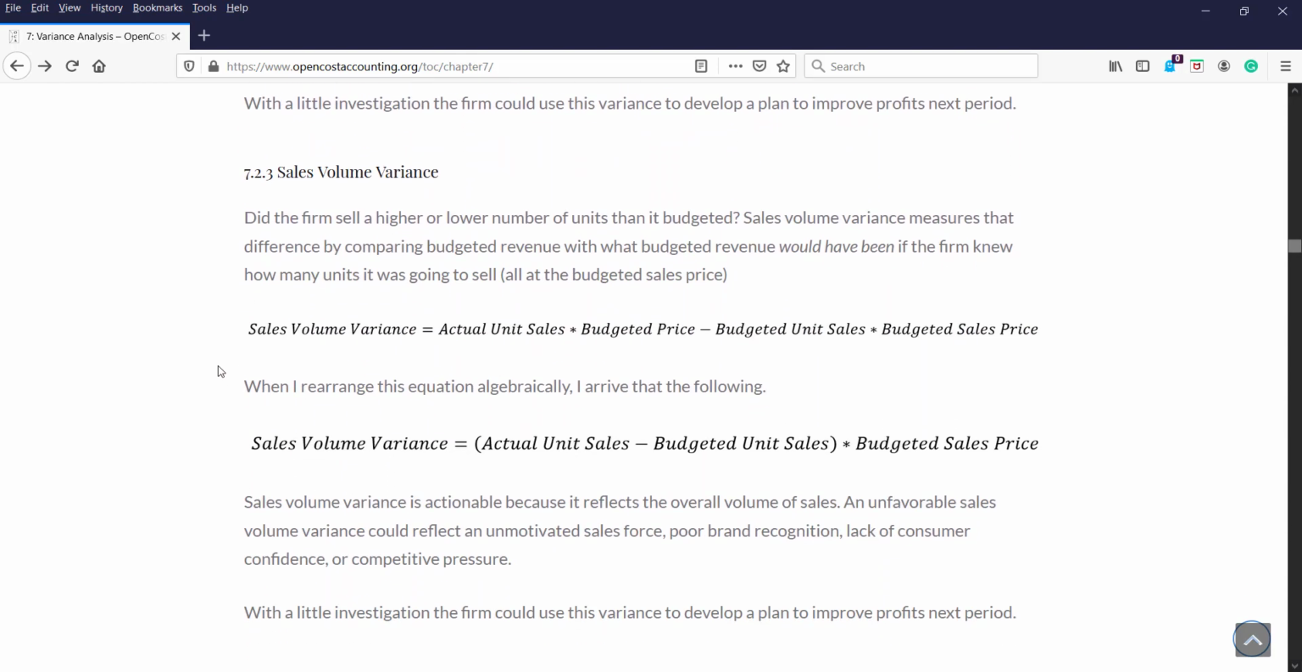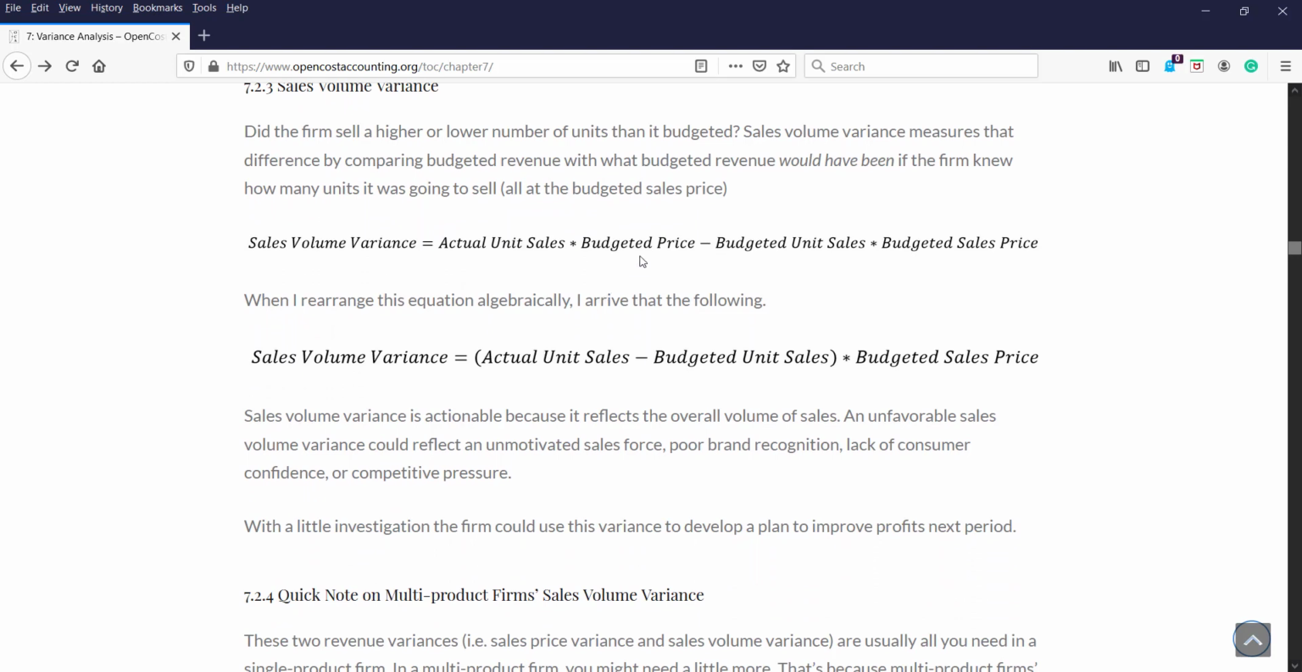Okay, with the volume variance, we have the same idea. We're holding constant the price. It's both at budgeted. For some reason, when I took the picture and typed this in, I omitted sales, but so be it. We have budgeted price on both sides of the minus sign, but we have varied what our quantity is. It's actual over here on the left-hand side of the minus sign, and it is budgeted or standard quantity over here on the right-hand side.